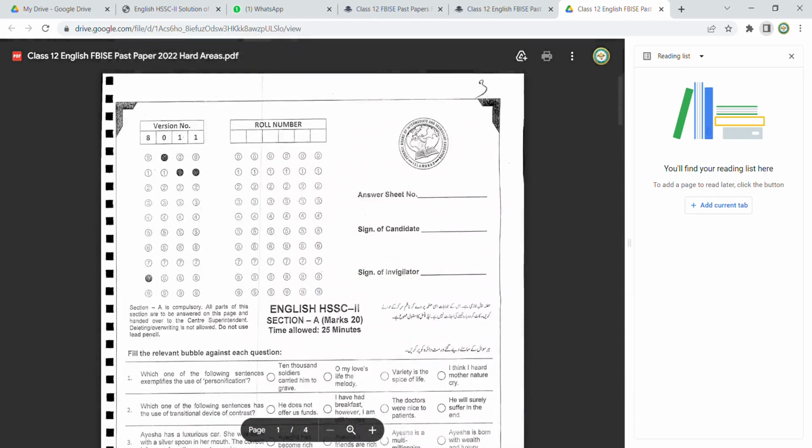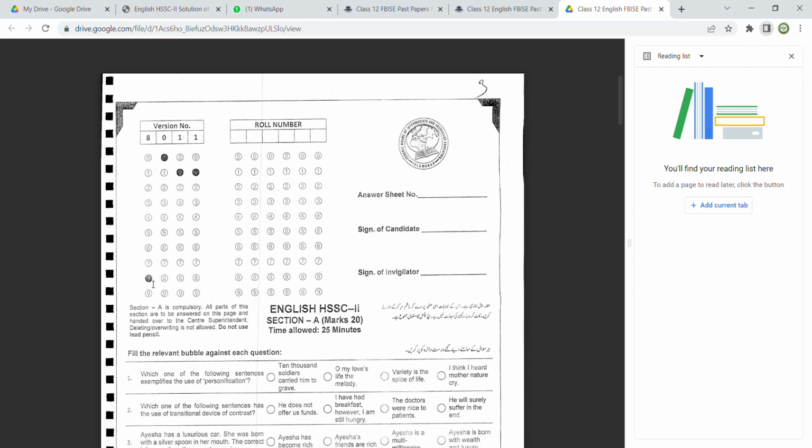First of all, one thing to remember, students: your paper has a specific version number, and you have to fill that version number in the box given below. Fill that box in the same pattern that is given in the sample paper. Like 8 in the first column, you have to fill the box number 8 with the marker and not with the lead pencil.